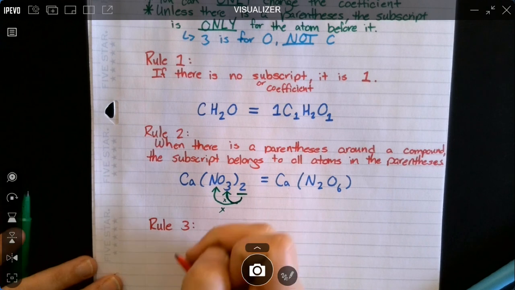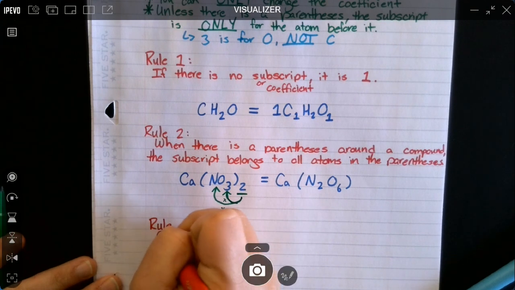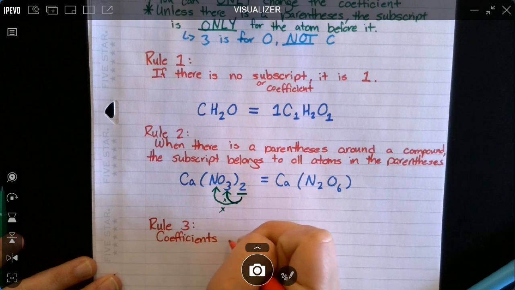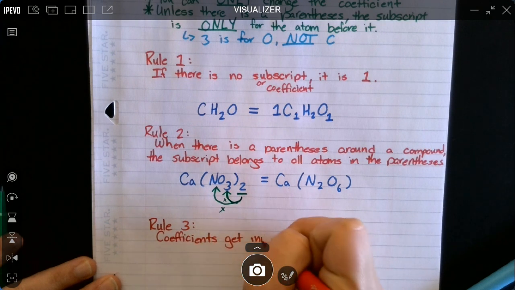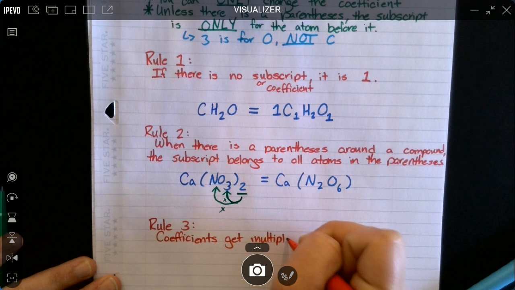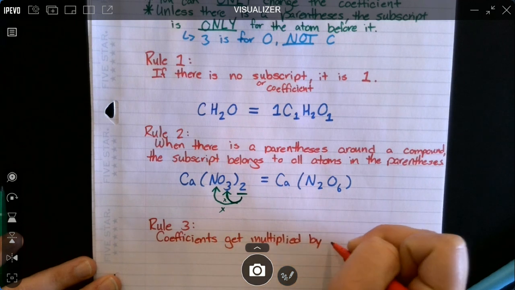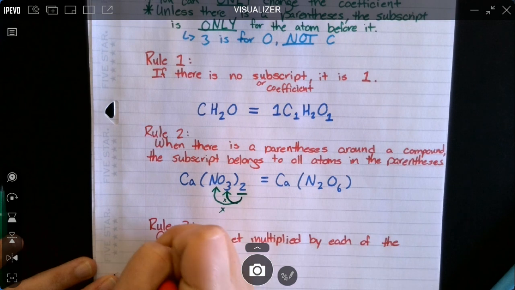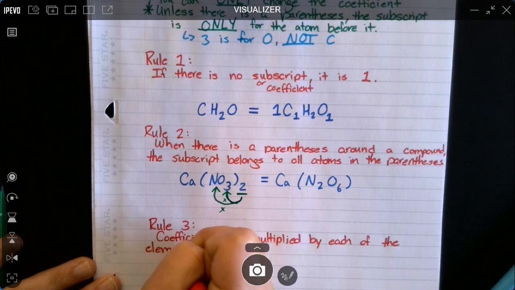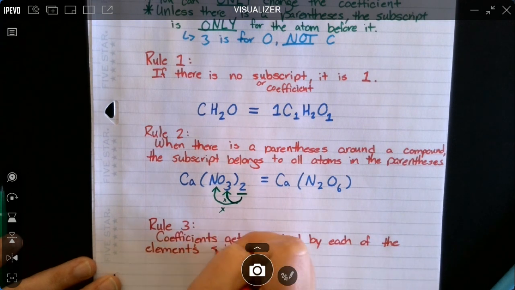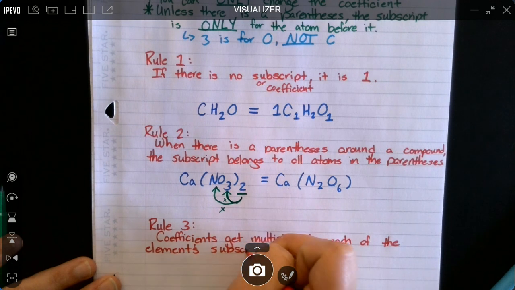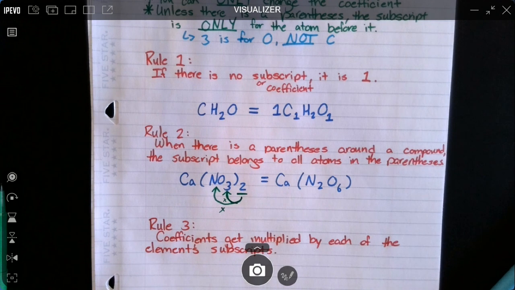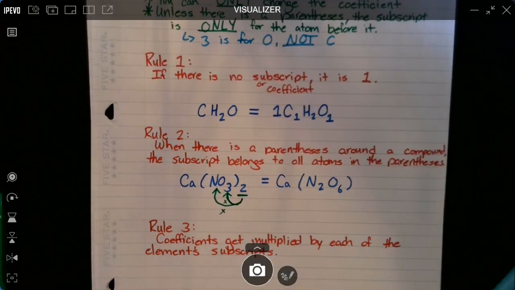So rule 3, which is the hardest rule: coefficients get multiplied by each of the elements' subscripts.